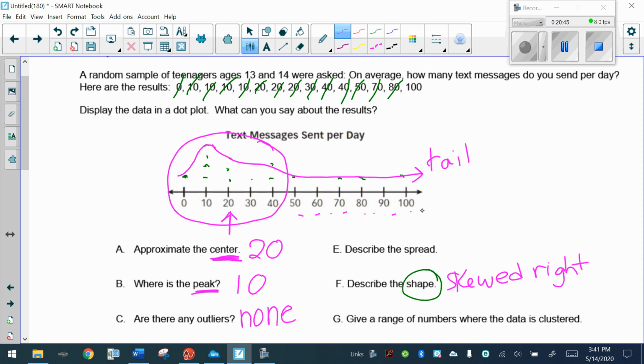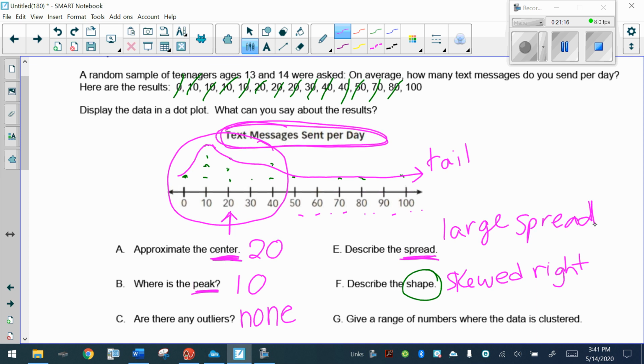All right, the spread. So when we do the spread, we have to look at the context. This is about the number of text messages a kid sends per day. Some kids are sending 0 and 10, and some kids are sending 80 and 100. I would think that's a large spread in this situation, right? Large spread or large variability. Some kids don't even have a phone, it seems like, or they don't use text messaging at all. They use some other thing like Snapchat.